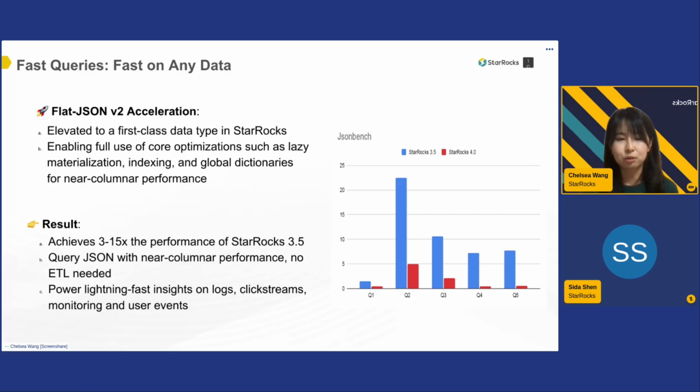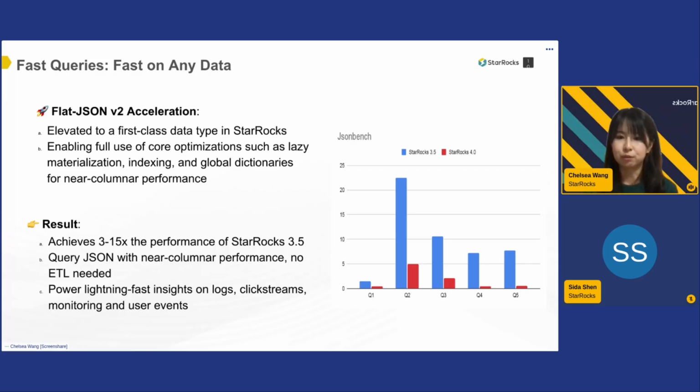So actually, we introduced Flat JSON back in version 3.3. That automatically flattens the JSON for you. Basically, we can extract the common fields in the JSON during ingestion and store them as a structured data type. But this is just a storage level optimization. It's just a start. In version 4, we went a lot further.